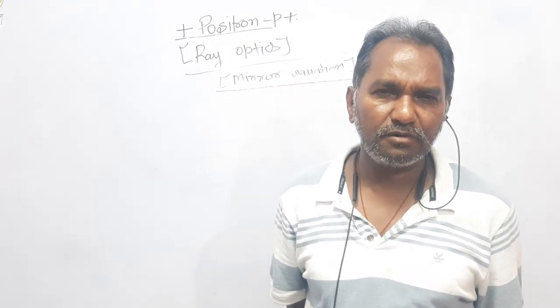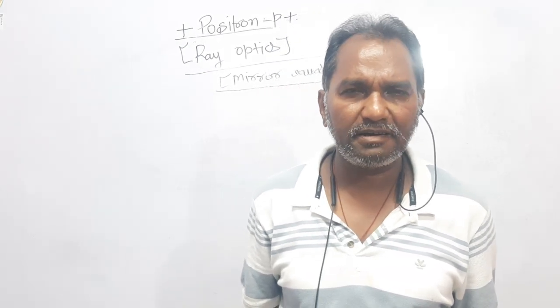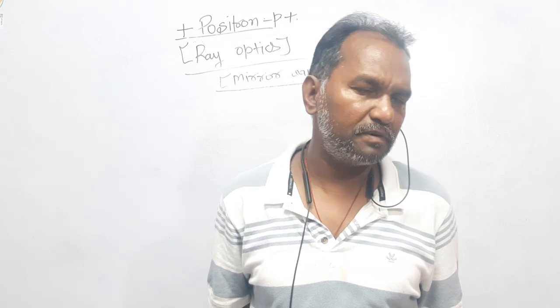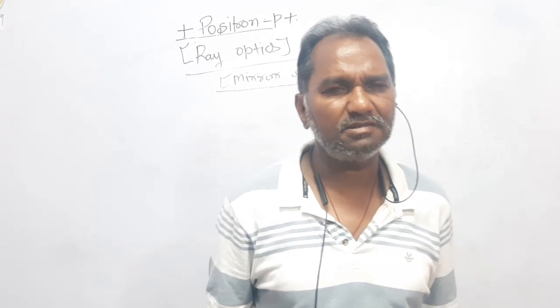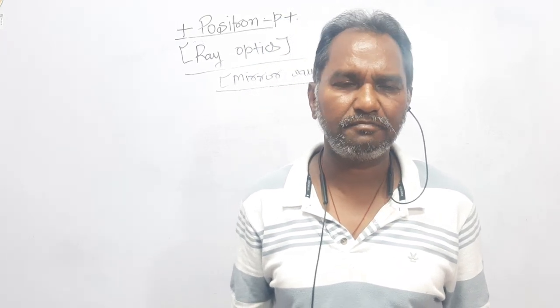The second video was based on the plane mirror, how images can be made using ray diagrams from the plane mirror. And the last video was based on image formation by spherical mirrors. I told you all that a spherical mirror is a part of a sphere. So the center of that sphere is the center of curvature of the spherical mirror, and the radius of that sphere is the radius of curvature of that mirror.